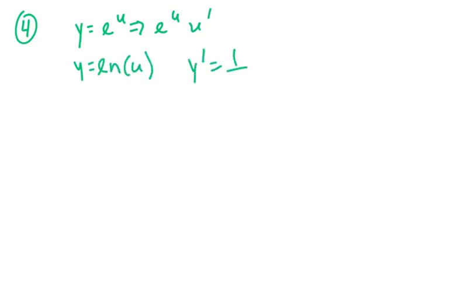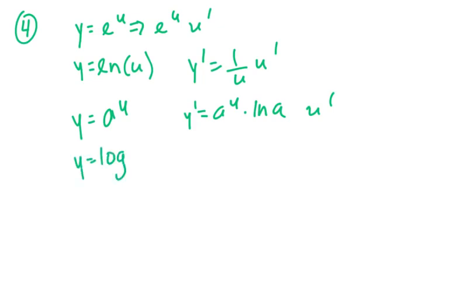So let's just recall some of our rules. Derivative of e to the u is e to the u times u prime. If y is equal to ln of u, the derivative is 1 over u times u prime. If y is equal to a to the u, the derivative is a to the u times ln of a times u prime. And if y is equal to log base a of u, the derivative is 1 over u ln a times u prime. So just make note of those so you have those rules, and let's get started.